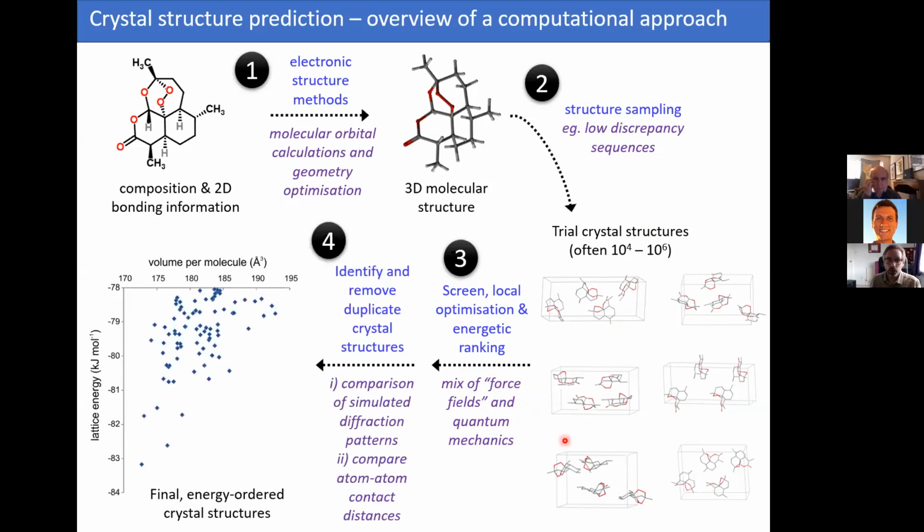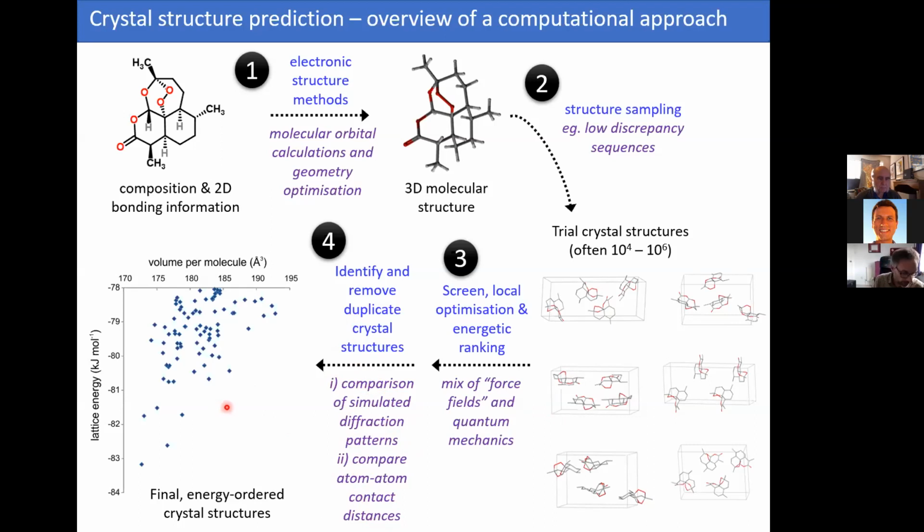Okay. A key step then also is to identify and remove duplicate crystal structures. If we've done this initial structure search step well, then we will end up with duplicates, so many copies of the same crystal structure. We want to get rid of those so that at the end we have a set of unique crystal structures. And I'll talk briefly later about the methods we currently use for identifying duplicates.